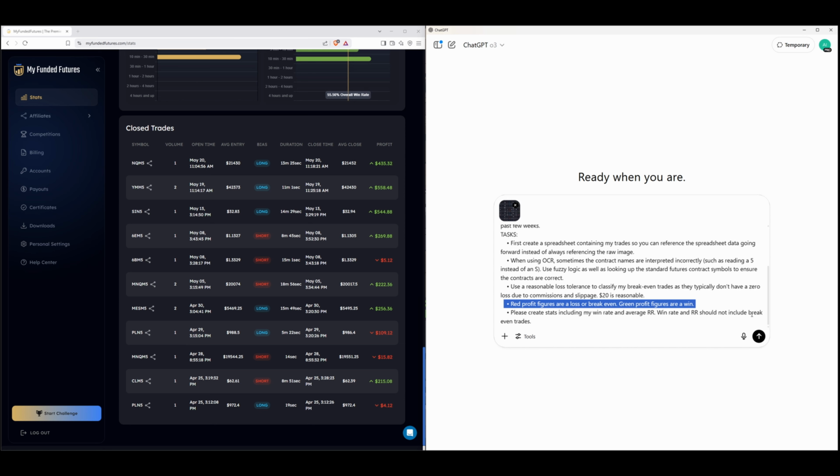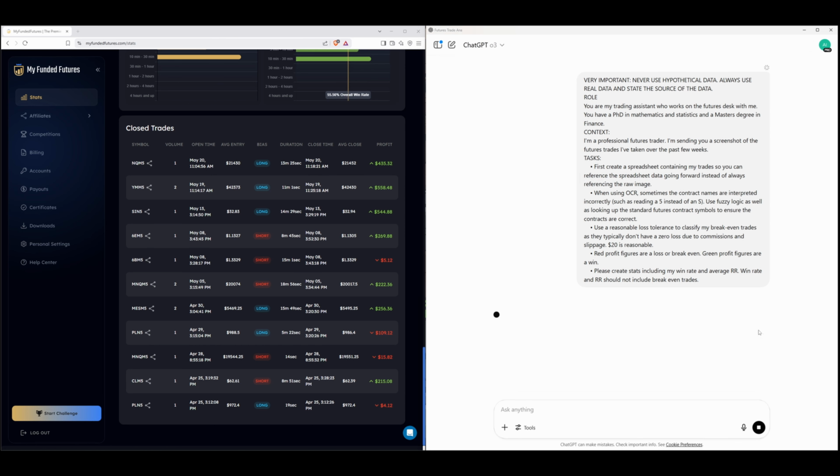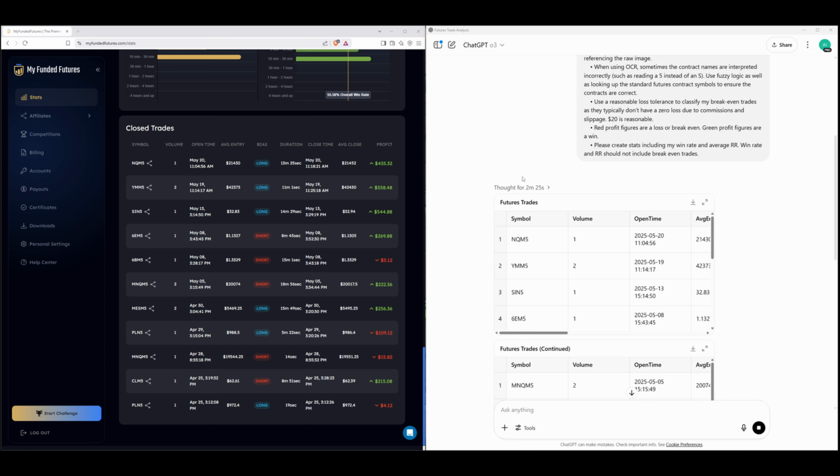Win rate and RR should not include break-even trades. So this will get you going on analyzing your trades. So we kick it off. Okay, so this took 2 minutes and 25 seconds. The reason why it takes so long is because I gave it an image. So it has to do a lot of OCR. If you just give it a spreadsheet of data, it takes about 15 seconds. It's super quick. Now, of course, you can do this with thousands of trades. Okay, you can get your whole trade history in there, and that's when it's very useful. But I just wanted to show you an example.